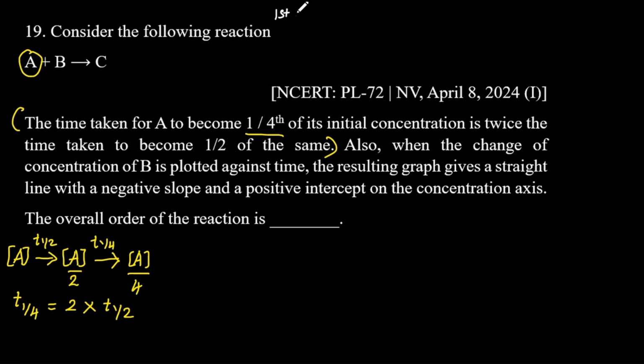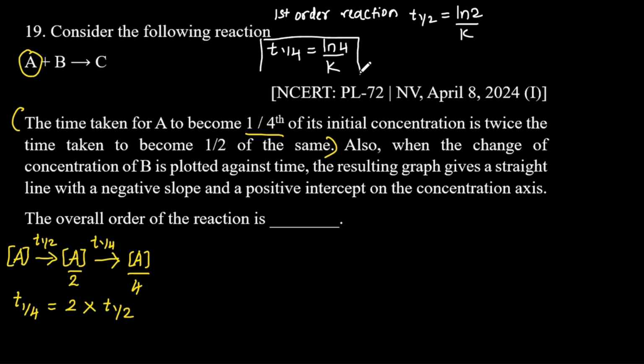So for a first order reaction, we know that T half equal to ln 2 divided by K. T 1 by 4 is equal to ln 4 divided by K. So the formula for T 1 by 4 is ln 4 by K. So we can write ln 4 as ln of 2 square, no? So the power will go to the front. So 2 into ln 2. We can write like this. So T 1 by 4 is equal to 2 into ln 2 divided by K.